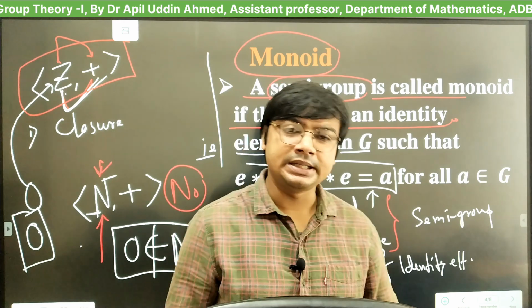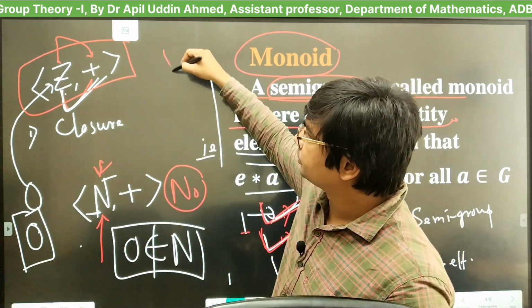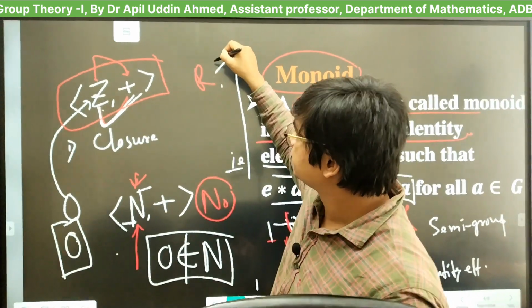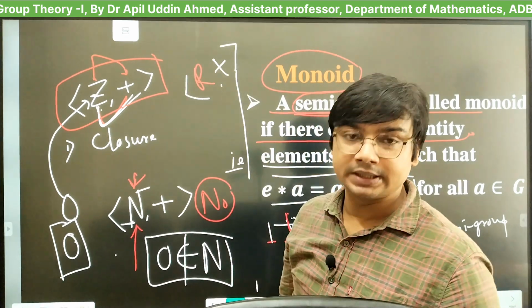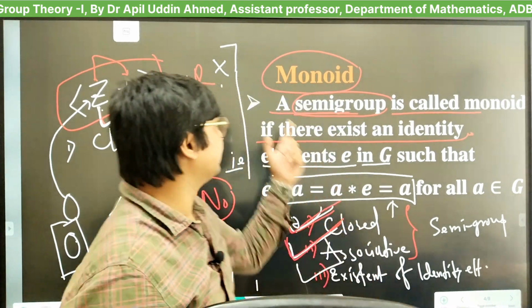Similarly, there will be many structures which will be monoids. For example, if we consider the set of real numbers with respect to plus, this will also be a monoid. You can just verify.